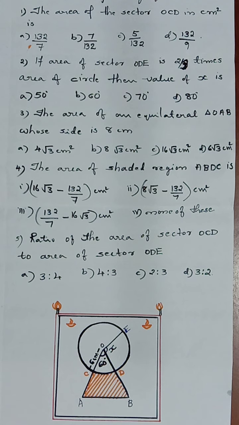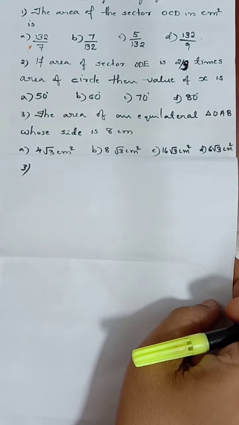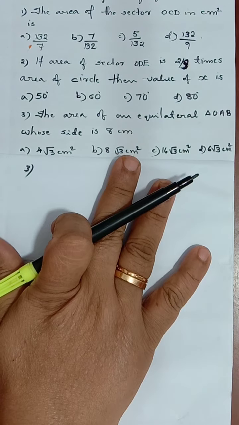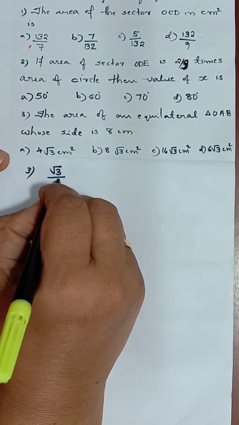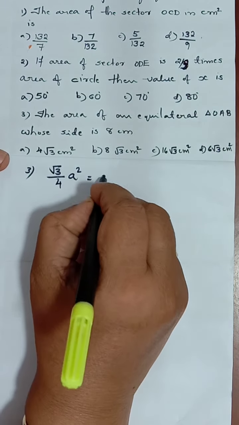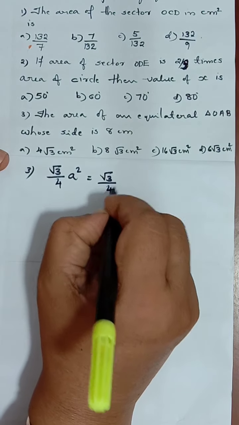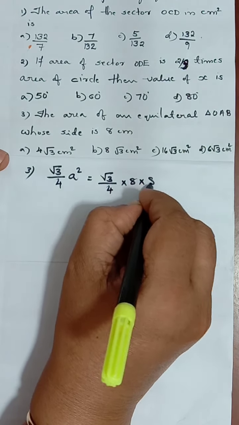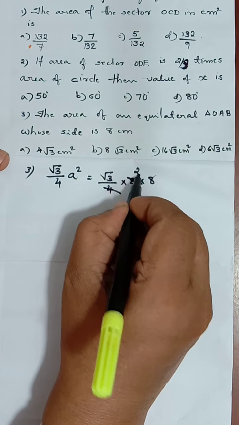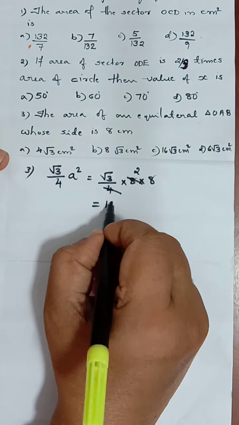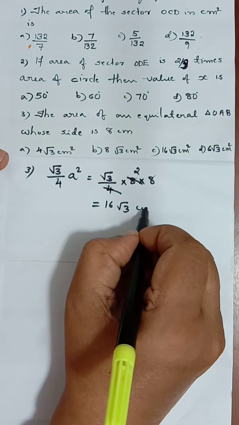Everybody knows the formula. What is the formula for finding area of equilateral triangle? That is, area of equilateral triangle is root 3 by 4 a square. So third question, we are going to write it is root 3 by 4 a square is equal to root 3 by 4 into side, it is given as 8. So 8 into 8, a square. 4 twos are 8, 8 twos are 16. Root 3 cm square.